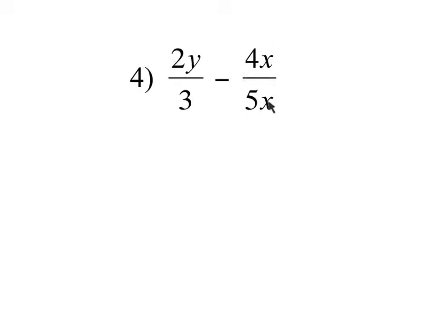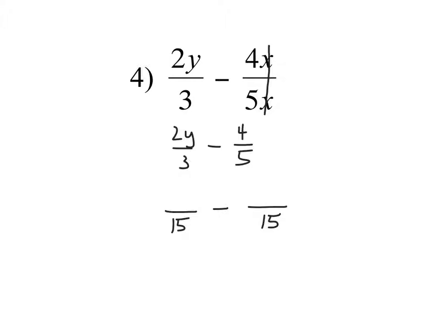But over here, you'll notice that I have an x on the top and an x on the bottom. Let's go ahead and cancel those. So now this is 2y over 3 minus 4 over 5. And now it's going to be a little bit easier to figure out my common denominator. The common denominator between 3 and 5 is 15.